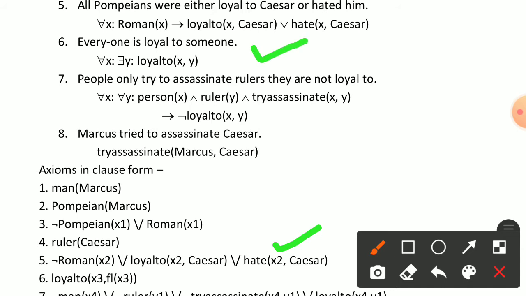So we can convert this sentence into clause form. So we can write like this: loyal to in bracket x3 comma f(x3). Here we can use the object x3 and separate the objects. Now our seventh sentence is people only try to assassinate rulers they are not loyal to.